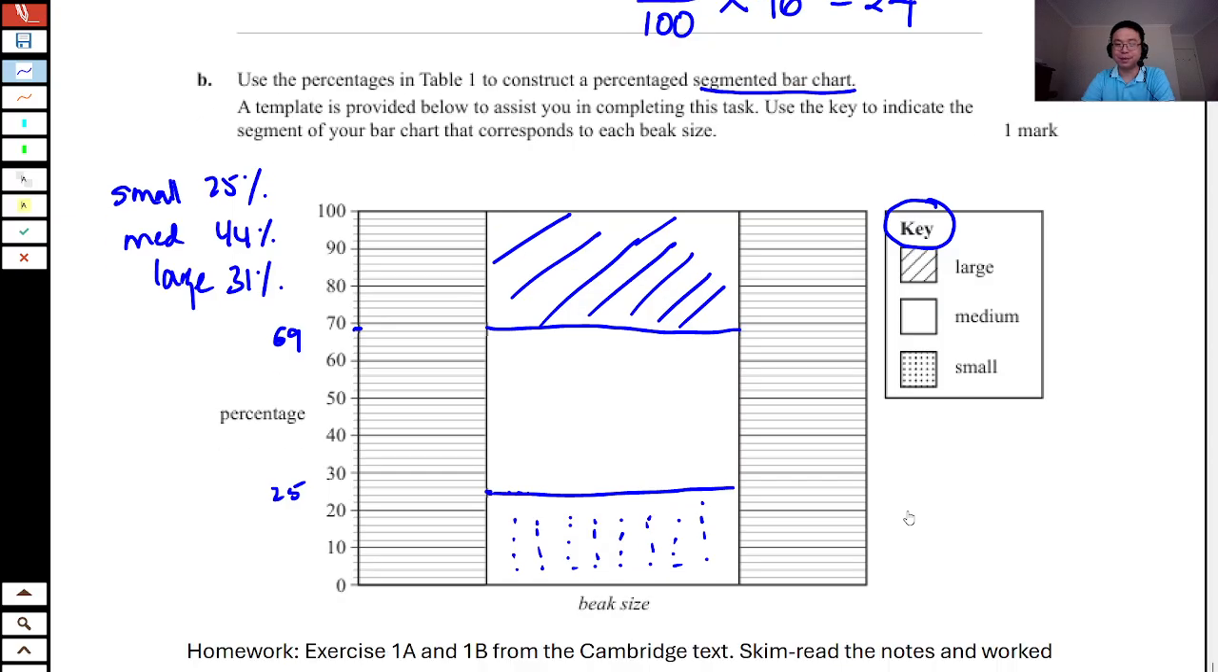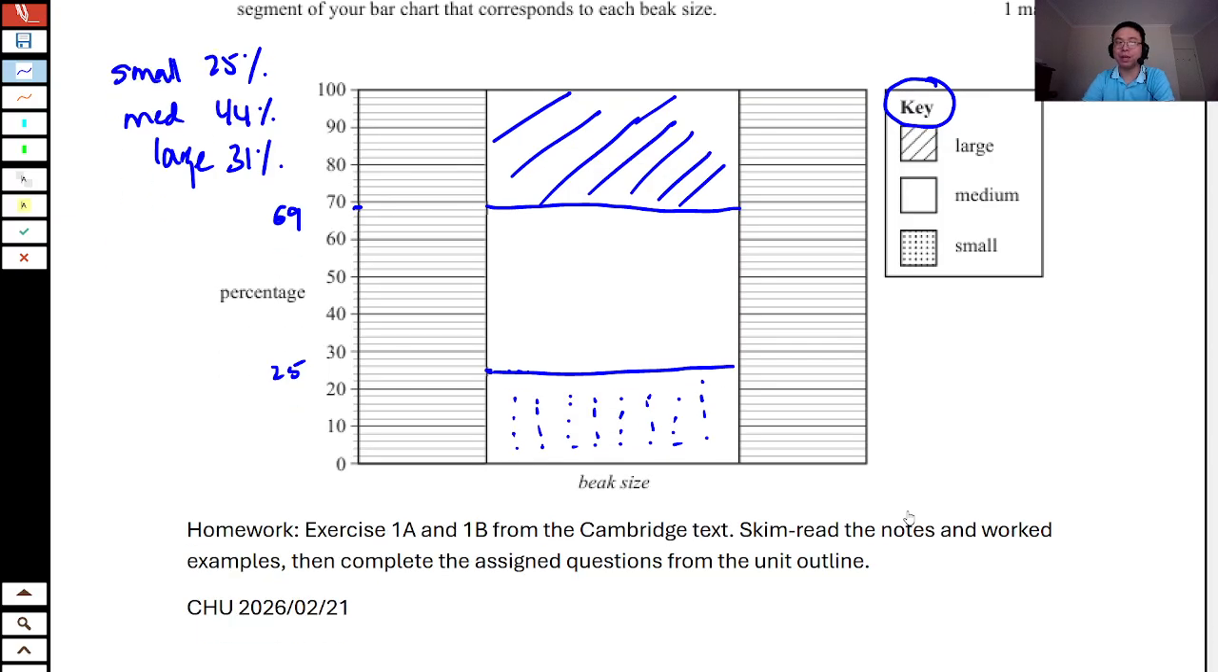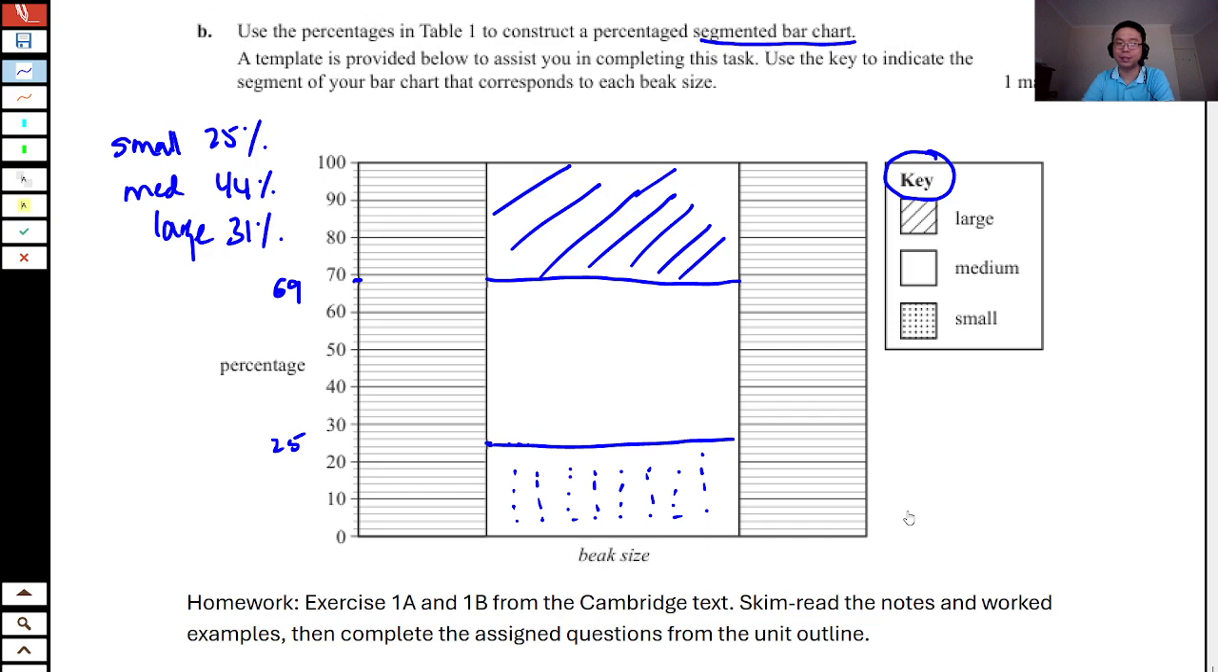All right, so that's it from me. What I'm going to ask you to do now is to quickly skim read the first two exercises. That is, skim read the notes and the worked examples, and then complete the questions from the unit outline. I can't remember if you need to do every question, but it should be quite quick, especially the first exercise.